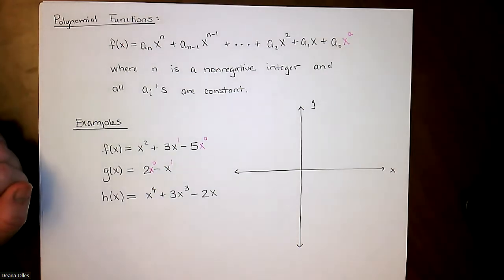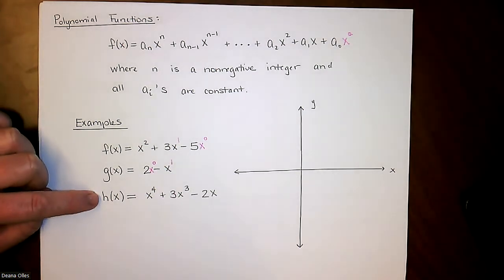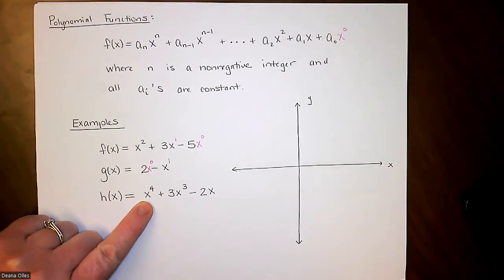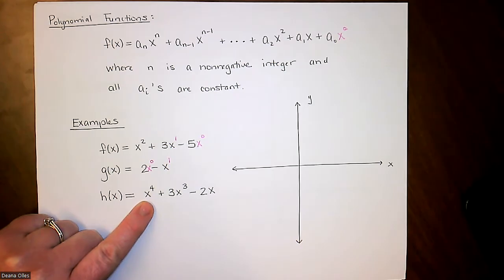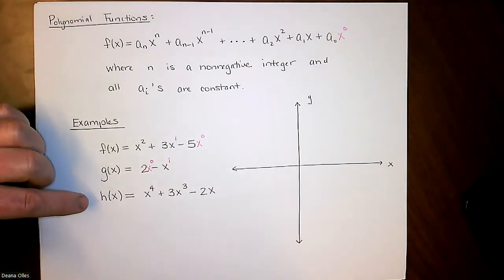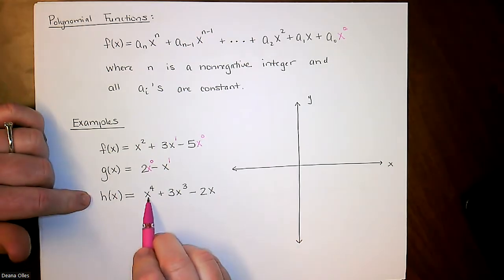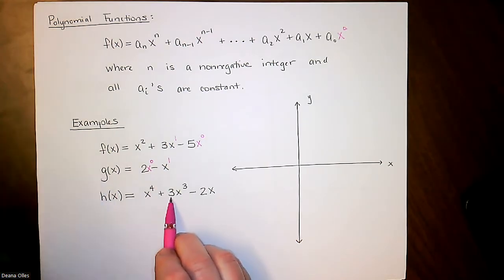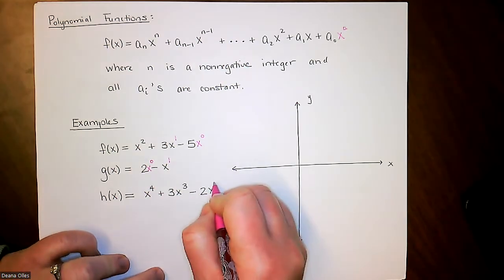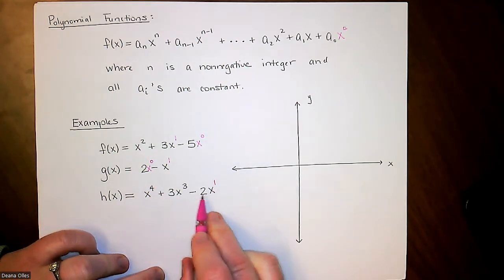Okay. And then we have h of x. All right. And this is a 4th degree polynomial. All right. And its graph doesn't technically have a name, but I'll go ahead and give you guys a few examples of what these polynomials might look like. All right, so you have your x to the 4th term. You have a 3 coefficient, x cubed. This is 2x to the first, so minus 2x to the first.